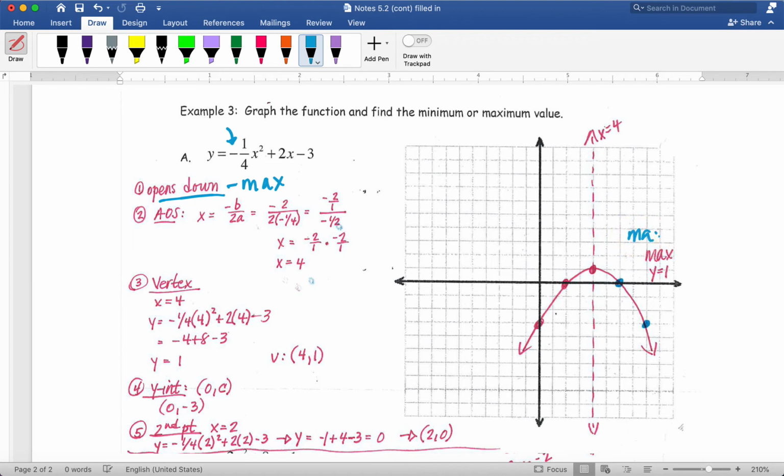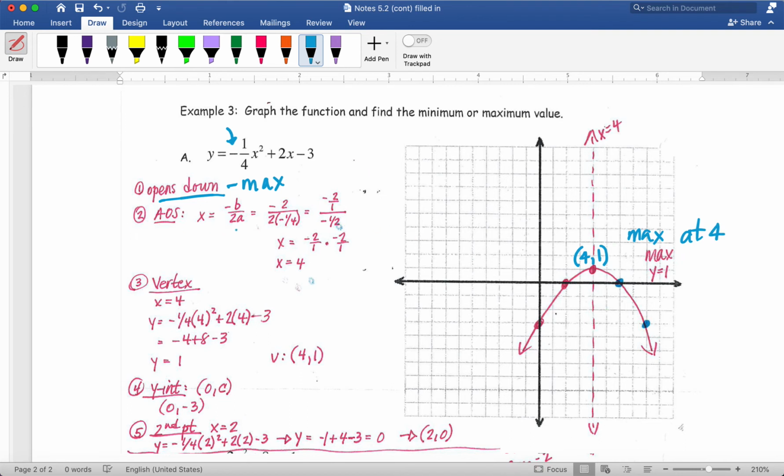Max at, looks like x is 1, 2, 3, 4, right? My vertex is 4, 1. Max at 4, max value 1.